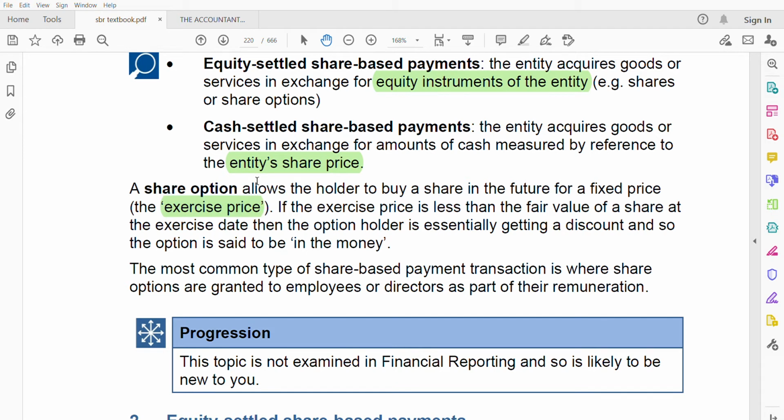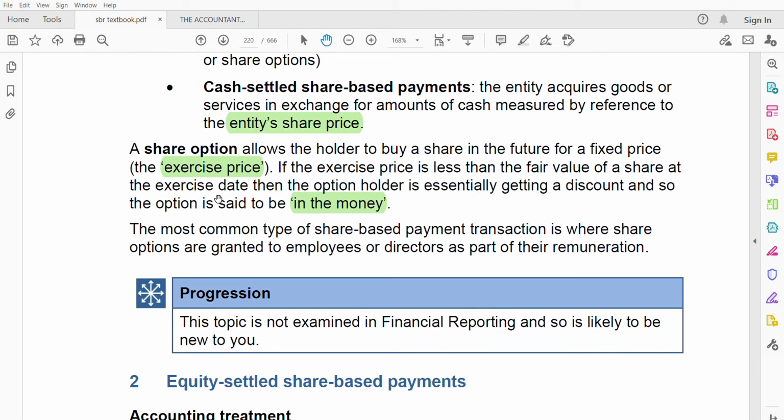The exercise price is known to you. If the exercise price is less than the fair value of the option at the exercise date, that means when you are exercising the option, then the option holder is essentially getting a discount, and so the option is said to be in the money. That means you are buying at a lesser price. You are buying at the exercise date. At the exercise date, if the exercise price is less than fair value, you are getting a discount because you'll be buying at a lower price. So it is known as in the money, right? This in the money you will understand if you are very good in options, because you are buying at a lower price than the fair value of the share. So it's a discount for you, which is good for you.